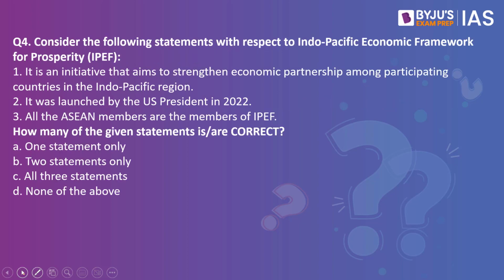Now let us take up question number 4. Consider the following statements with respect to Indo-Pacific Economic Framework for Prosperity, also known as IPEF. Number 1, it is an initiative that aims to strengthen economic partnership among participating countries in the Indo-Pacific region. Number 2, it was launched by the US President in 2022. Number 3, all ASEAN members are the members of IPEF. How many of the given statements is or are correct?